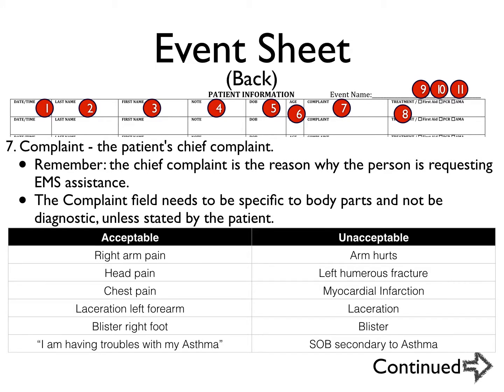The seventh box is the patient's chief complaint. Now, the chief complaint is the reason why the person is requesting EMS assistance. The complaint field needs to be specific to the body parts and not be diagnosis unless stated by the patient. For example, right arm pain, head pain, chest pain, left forearm laceration, a blister on the right foot, or I'm having troubles with my asthma.